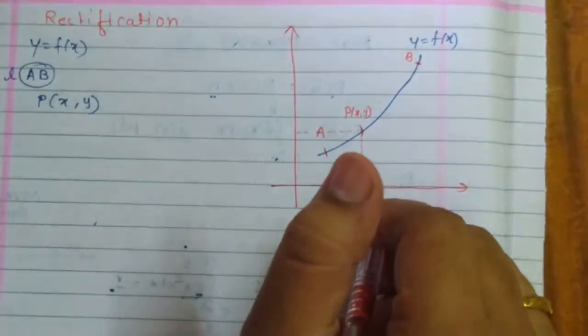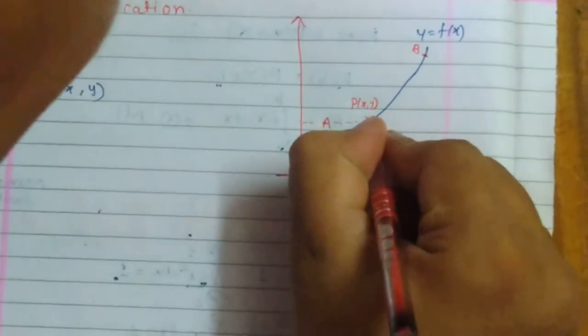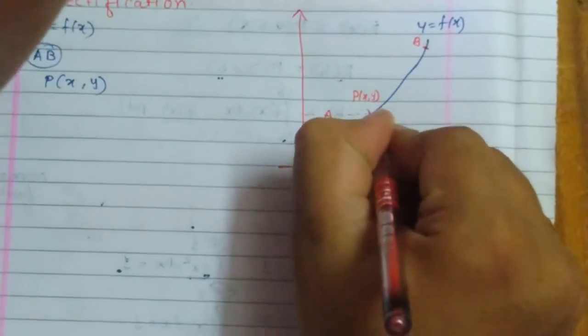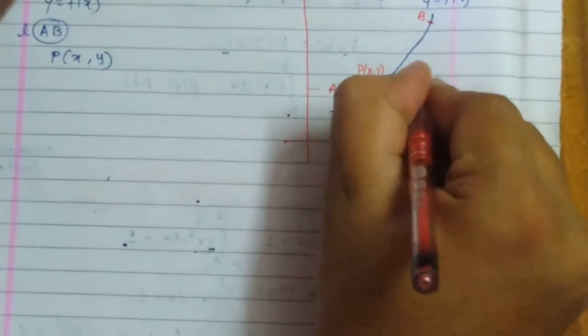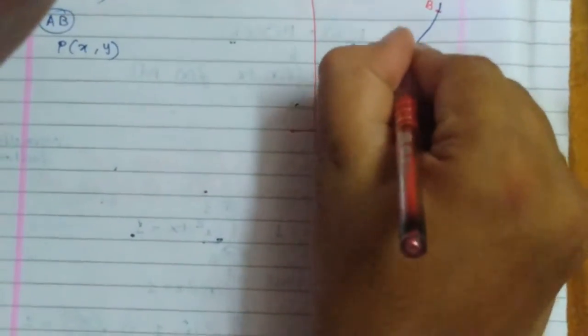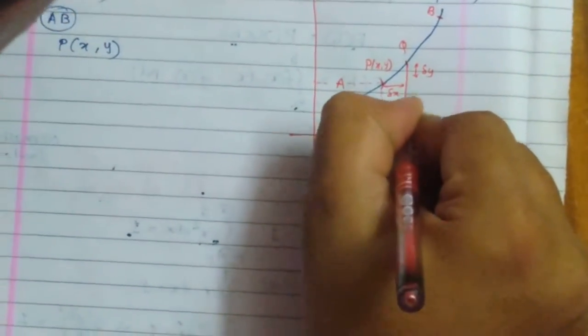Okay. Another point Q I am going to choose such that there is some increment in x called as a delta x and some increment in y called as a delta y. So such Q I am going to observe there, like this.